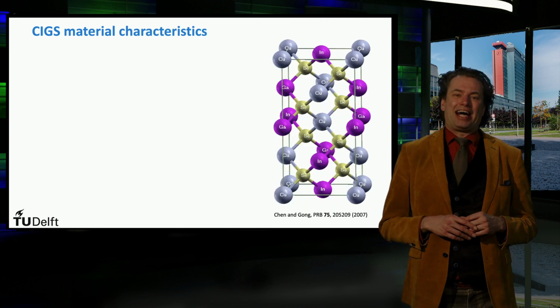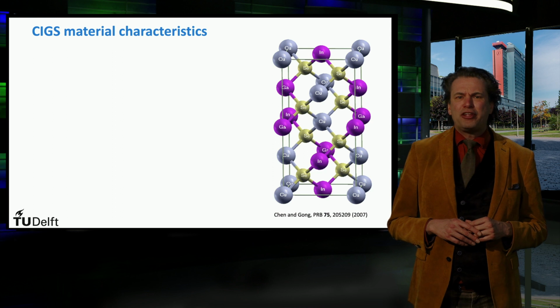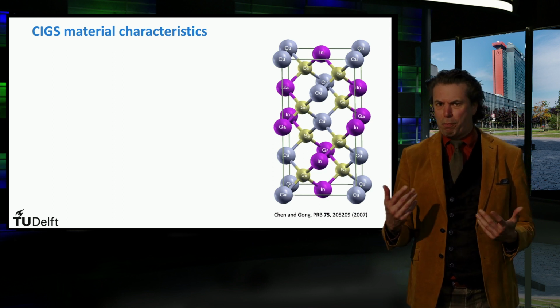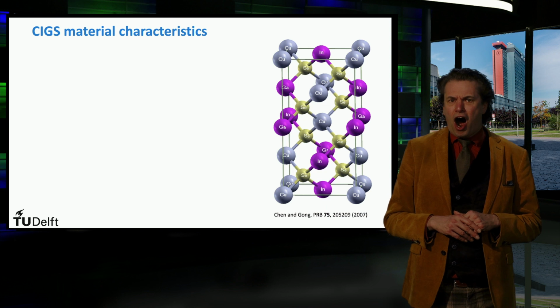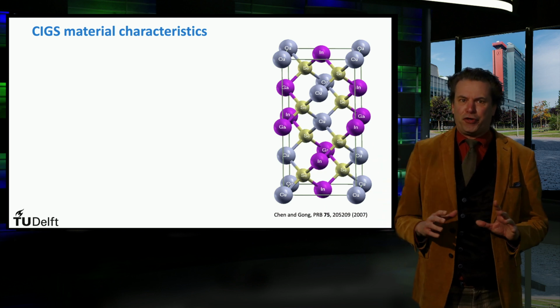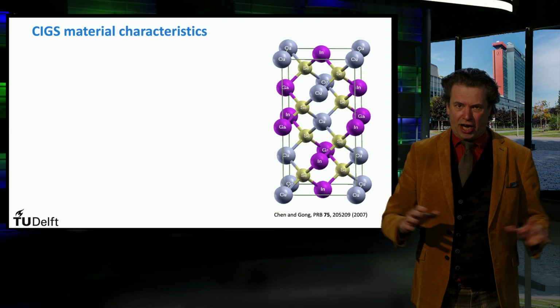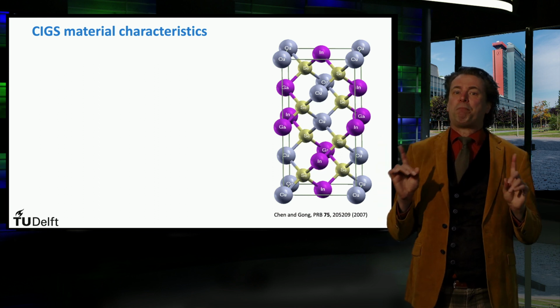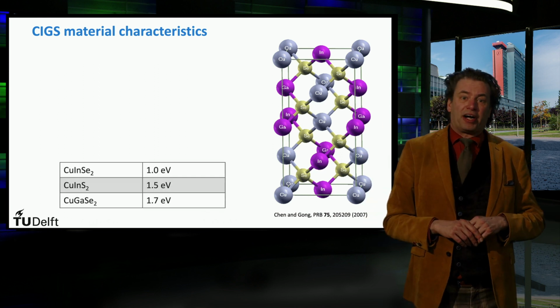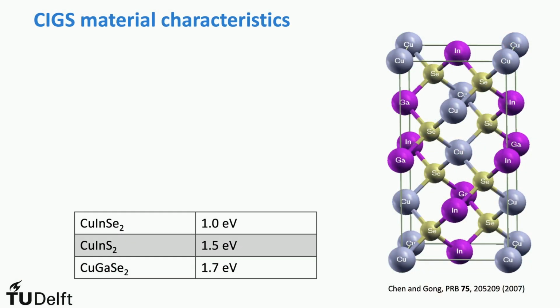The typical CIGS alloys are heterogeneous materials. The physical properties of CIGS are rather complex and many different views exist on these properties among scientists. Some important compounds in the material are copper indium diselenide with a band gap of 1 electron volt, copper indium disulfide having a band gap of 1.5 electron volt, and copper gallium diselenide having a band gap of 1.7 electron volt. These materials cover a wide range of both band gaps and lattice constants.